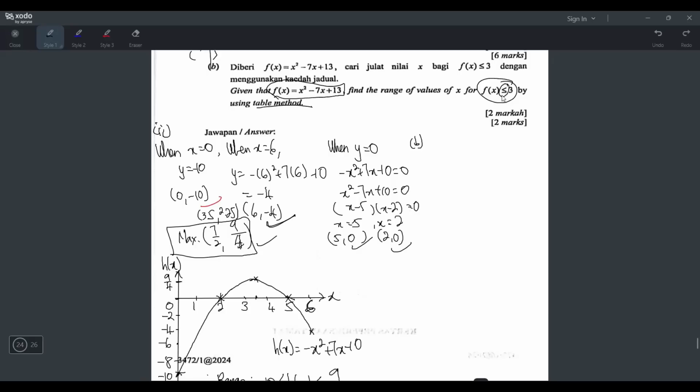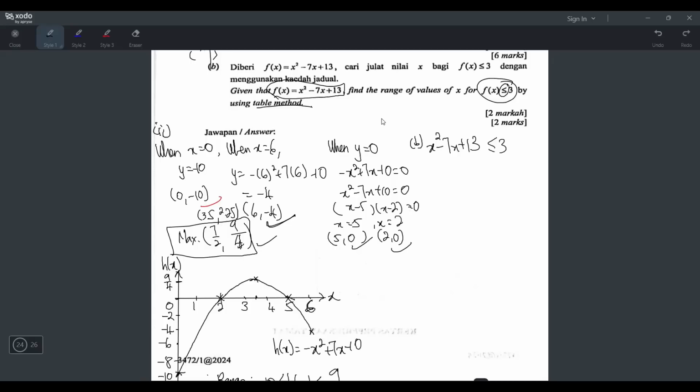Alright, so let's try to write our equation first. x squared minus 7x plus 13. But since they say f(x) smaller than or equal to 3, it means this whole thing is smaller than or equal to 3. And now let's try to solve this quadratic inequality. This is not a quadratic equation, it's an inequality. And for inequality, actually the method we use is very different compared to the quadratic equation.